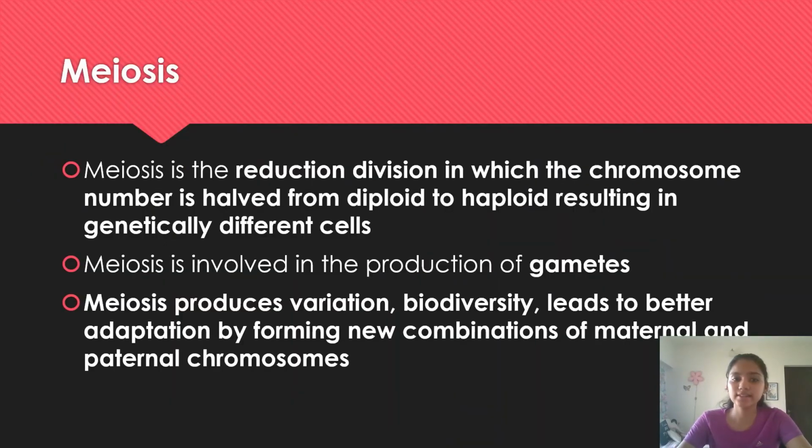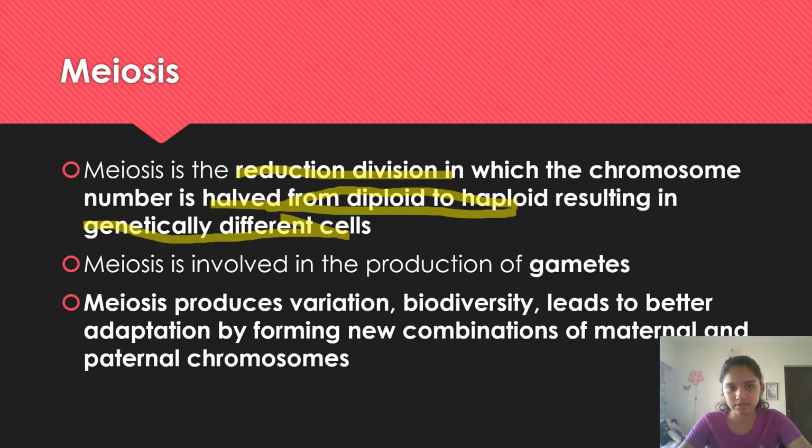Now your next part, which is meiosis. So basically, meiosis is now a little different. It's got a bigger definition, and I'd say it's a bigger topic generally. So meiosis is the reduction division in which the chromosome number is halved from diploid to haploid, which results in genetically different cells. Now basically already you can see the first key term in the definition, reduction division.